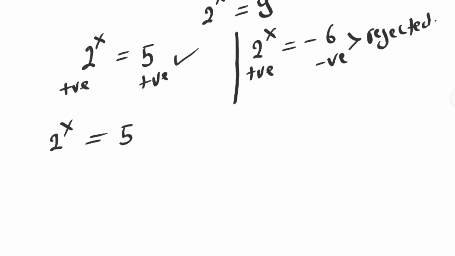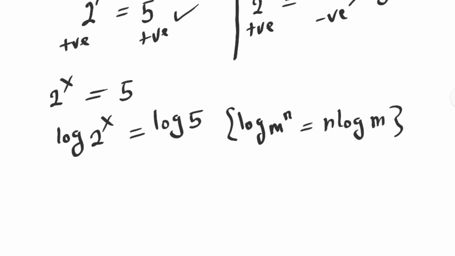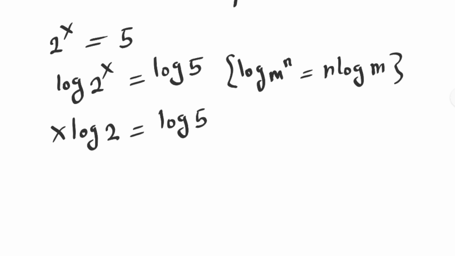Let us express this further. Let us take the log on both sides of this equation. Log 2 raised to power x is equal to log 5. Take note of this, that if you have log m raised to power n, this is equal to n log m. So this is x log 2 is equal to log 5.